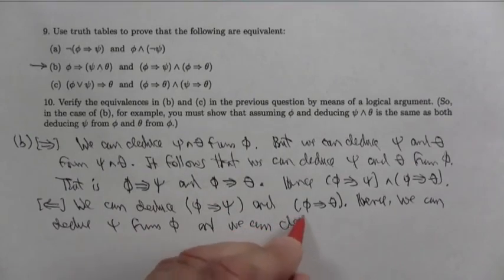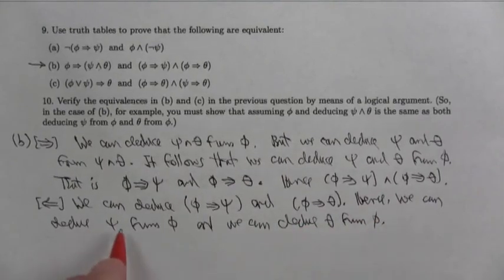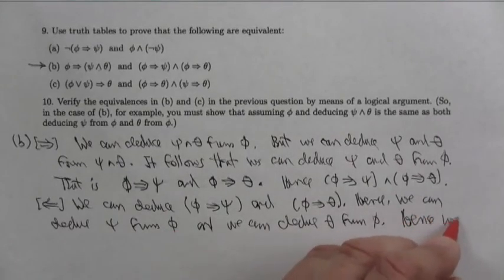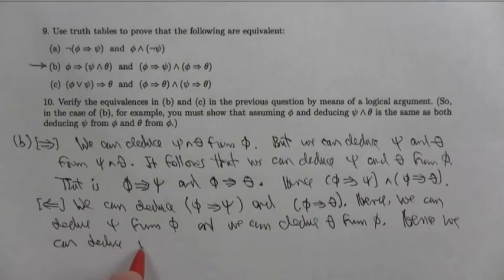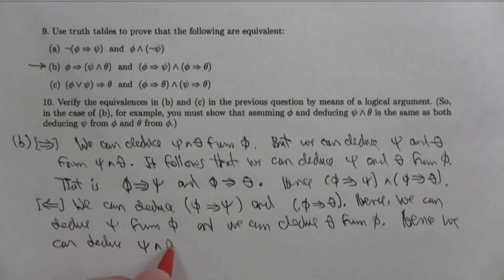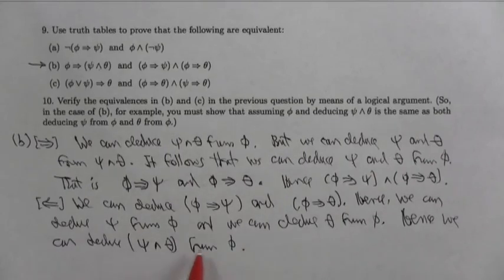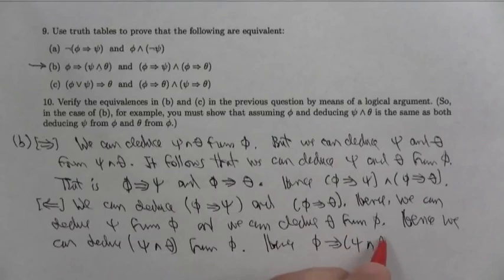and we can deduce theta from phi. Well, if we can deduce psi from phi and we can deduce theta from phi, it means we can deduce psi and theta from phi. And if we can deduce psi and theta from phi, that means we've got phi yields psi and theta.